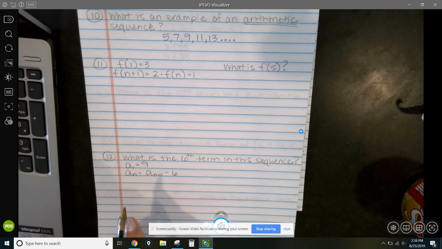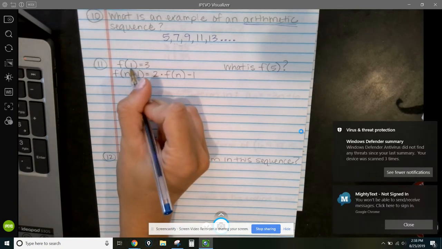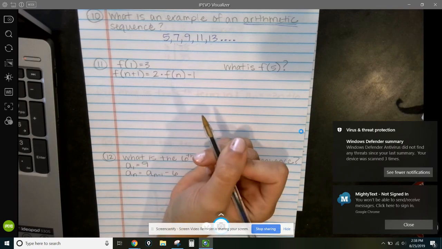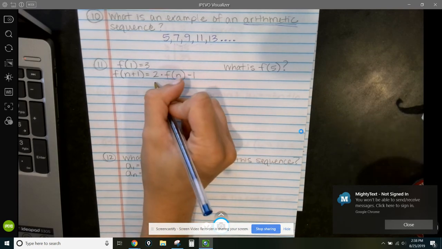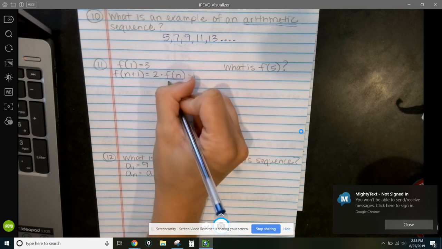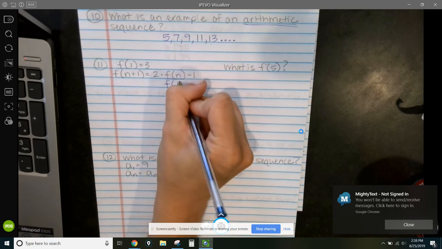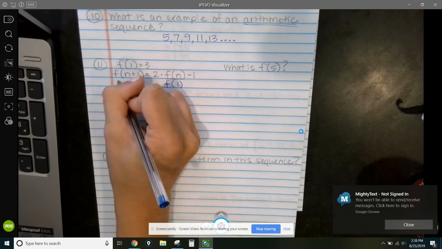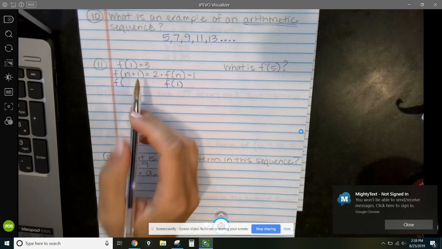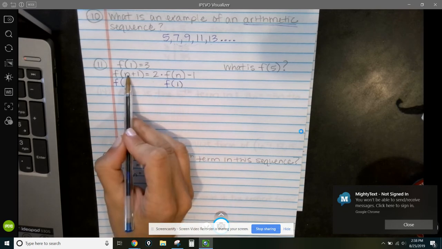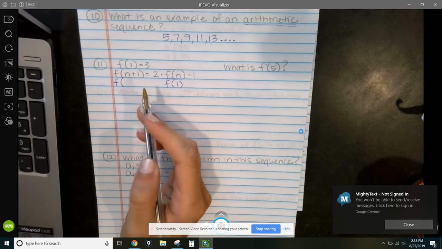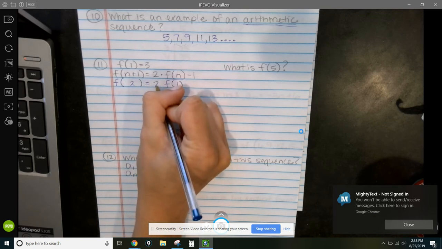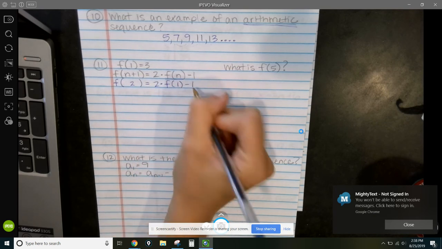So what I'm going to do is, because I know f of 1, I'm going to make f of n 1. So here's what I'm going to do. I'm going to replace this f of n with f of 1. So I made n 1. So over here, I also have to make n 1. So if I have 1 plus 1, that's going to be f of 2 right there. And I'm going to leave everything else the same. I'm going to show you what to do here.